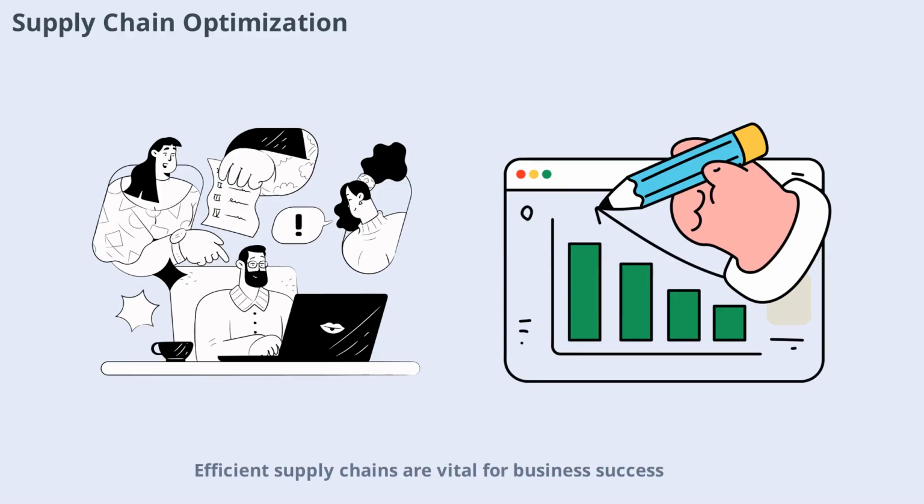Efficient supply chains are vital for business success. Optimization helps companies minimize costs, reduce delays, and ensure products reach customers on time. Game theory comes into play when multiple firms interact, such as negotiating contracts or sharing resources. By combining these approaches, businesses can build resilient and responsive supply chains.